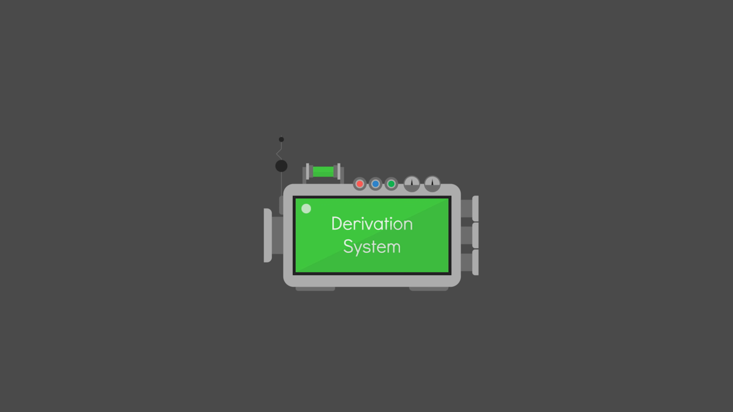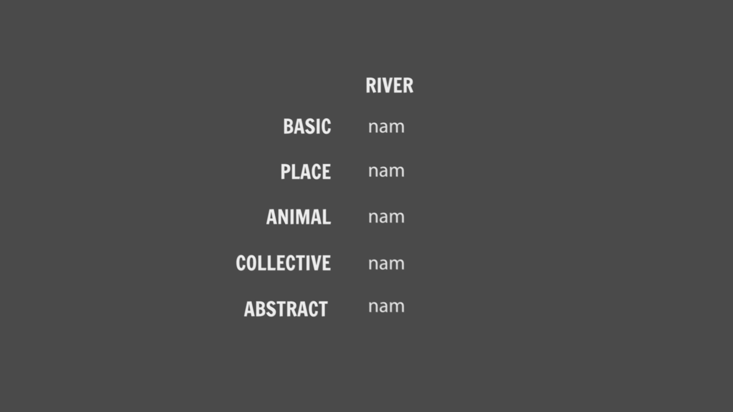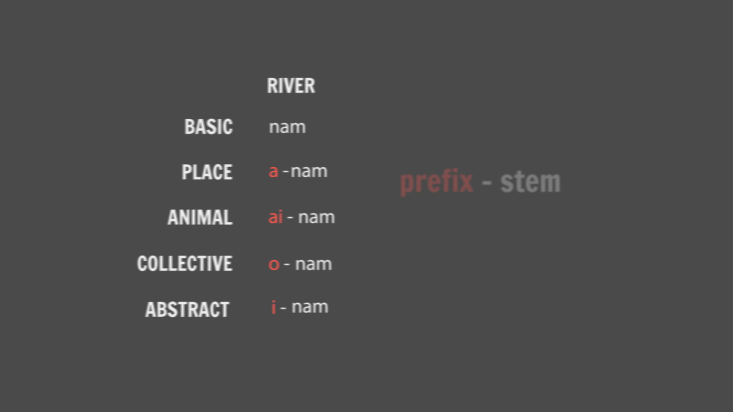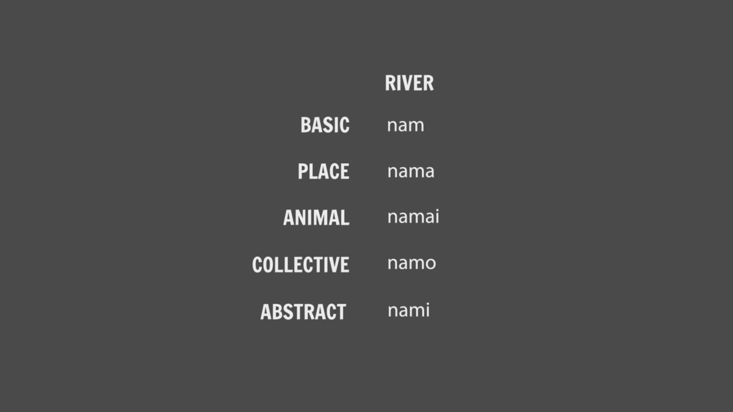So we can build a family of related words, a derivational morphology that'll take our root and turn it into multiple other words. Here's my demo derivation system. Next, I need to differentiate all those nams. By far the easiest way of doing this is affixation. You know, prefixes. Or suffixes. Let's go with suffixes.